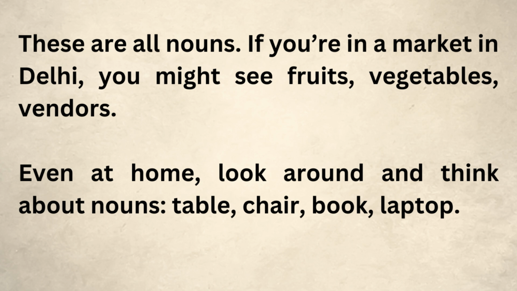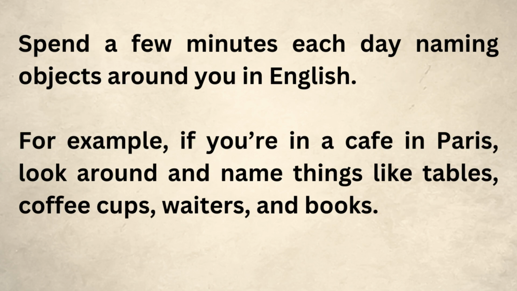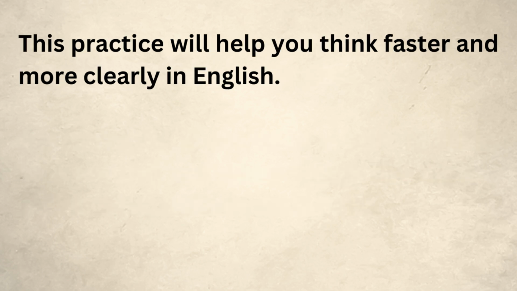Even at home, look around and think about nouns: table, chair, book, laptop. Spend a few minutes each day naming objects around you in English. For example, if you're in a cafe in Paris, look around and name things like tables, coffee cups, waiters, and books. This practice will help you think faster and more clearly in English.